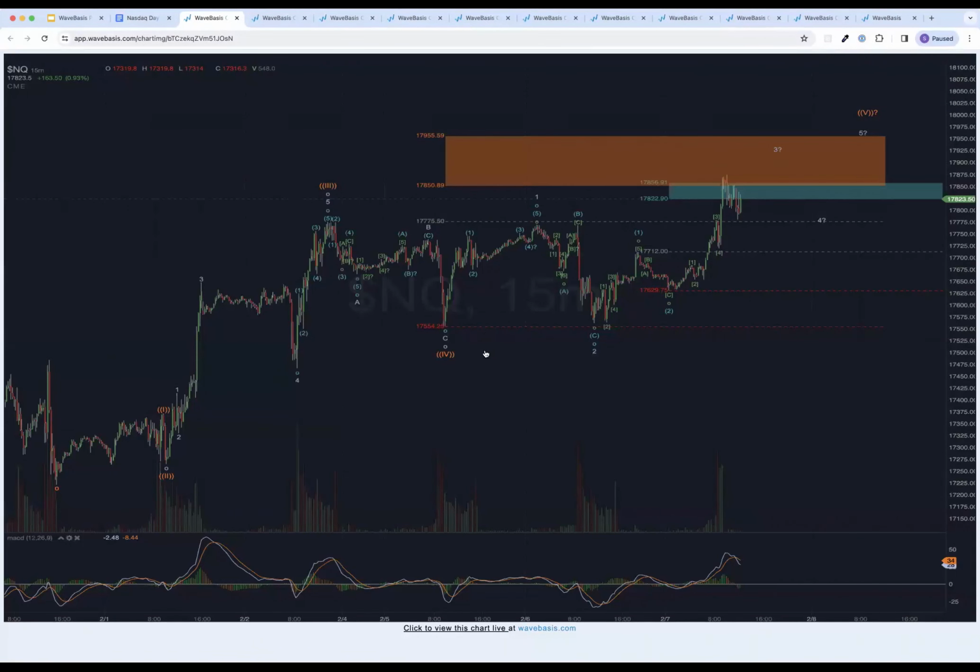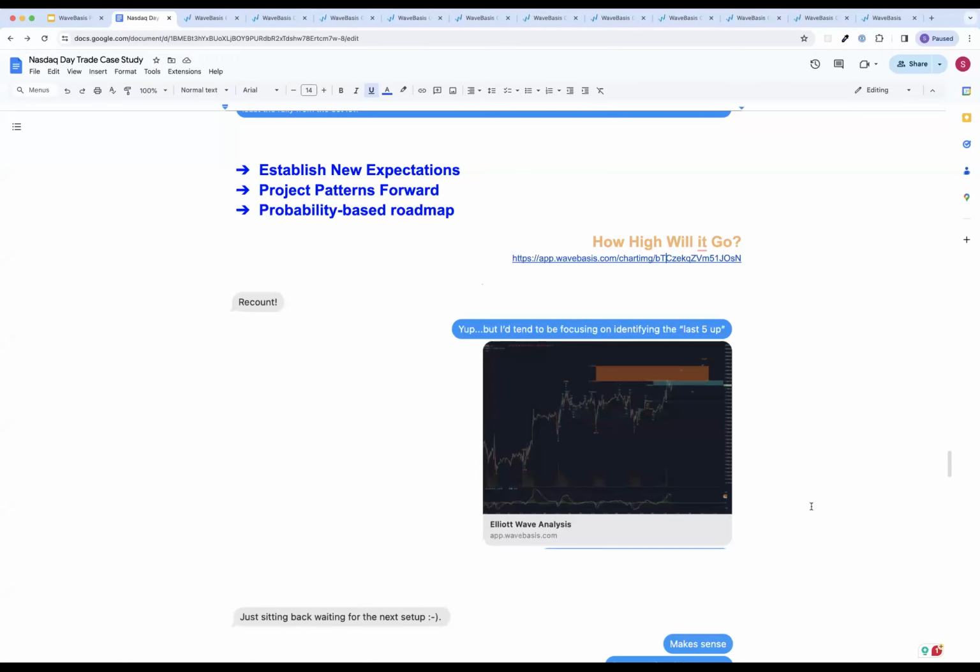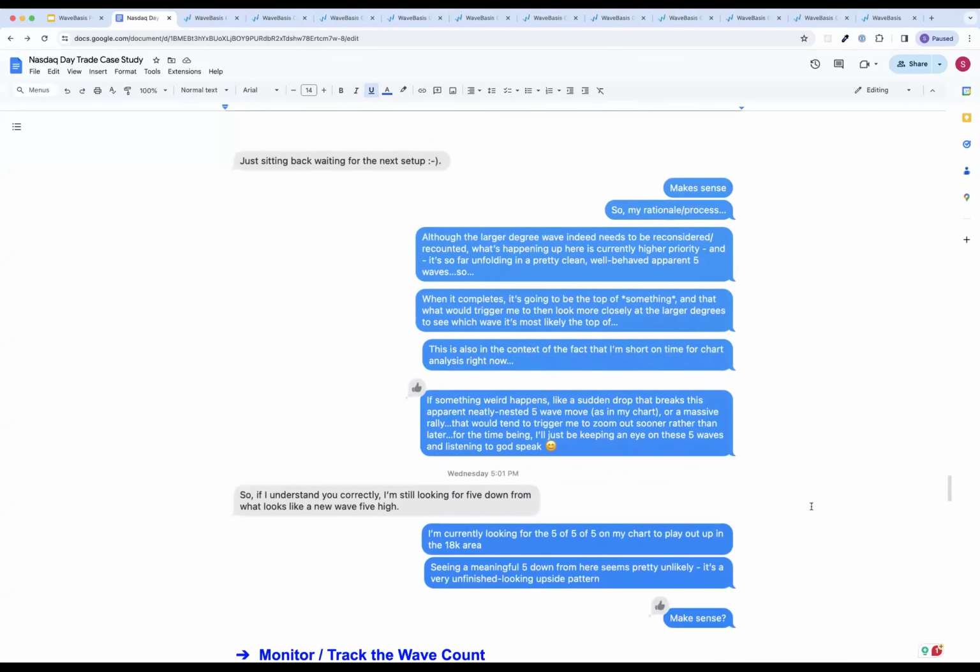So at this point, we're looking at a 15-minute chart here. And we're seeing that we're getting a continuation back up. I used one of the features in WaveBasis, project pattern forward, to get a sense of where this last 5, with question mark, might end. And I sent him this chart. And you can see that this projects to about the 18,000 area. I told him, he said, just sitting back, waiting for the next setup.